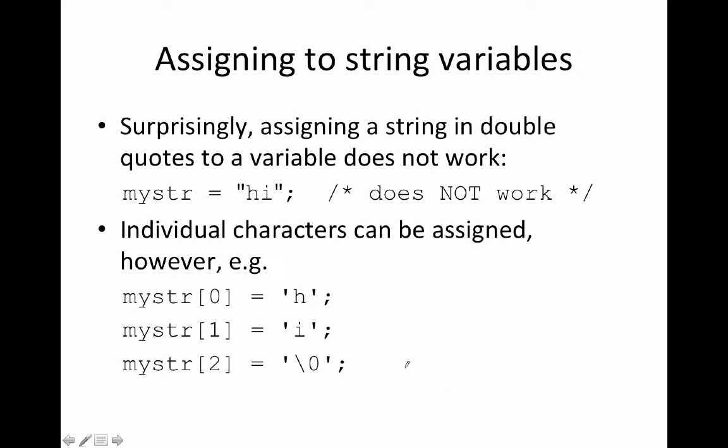Okay, after a string variable has been declared, how can you assign values to string variables? Well, you might be surprised by this, but this does not work. So you cannot take a string in double quotes and assign it to a string variable. However, you could assign individual characters into the individual elements of the array. And again, when you do that, you have to include the end of string sentinel after the actual string that you want to store. So again, the assignment statement does not work.